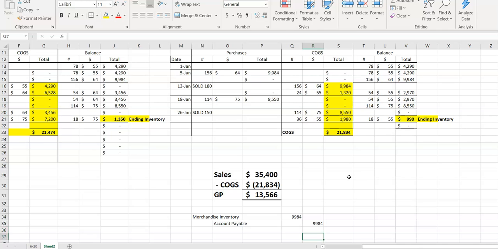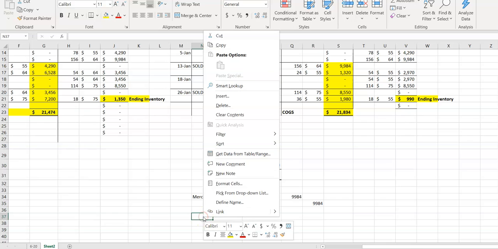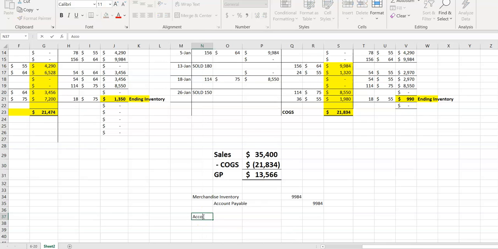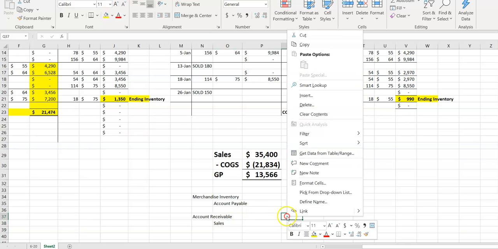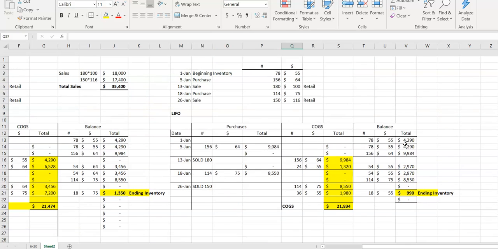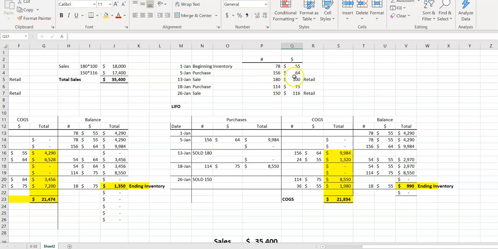Okay. Now, where these calculations come into play are with the sale. All right. So when I sell something, and let's say I sold it on credit, so I'm going to have accounts receivable and sales. All right. That's at retail. So for that first one, it's $180 at $100.